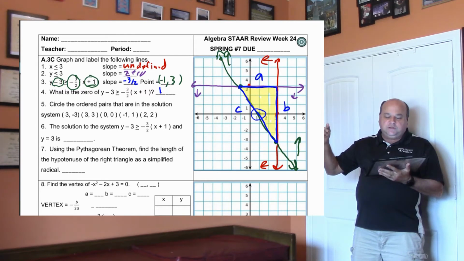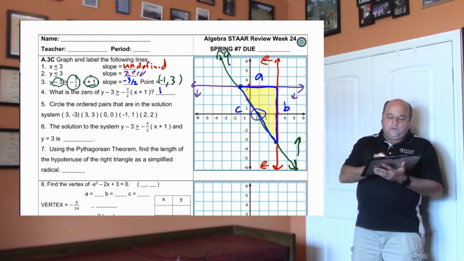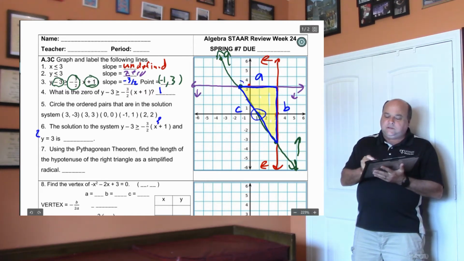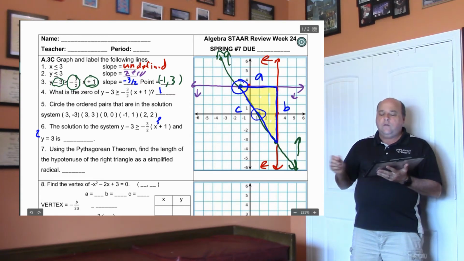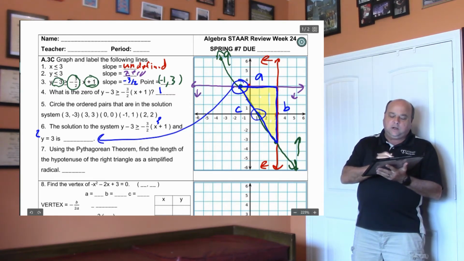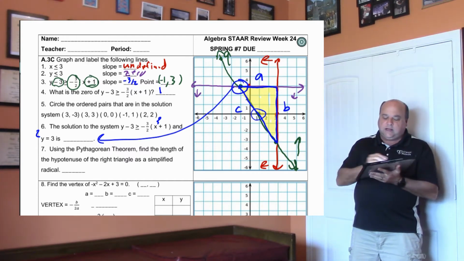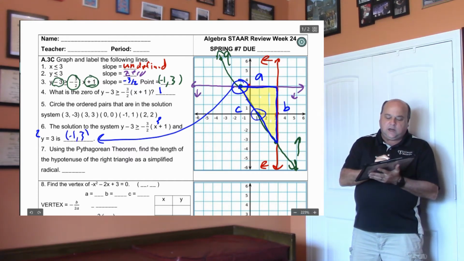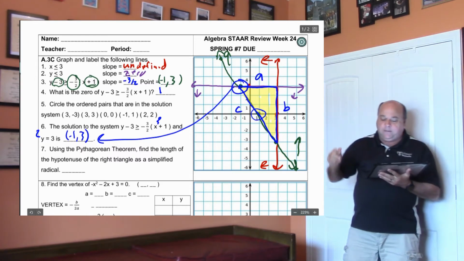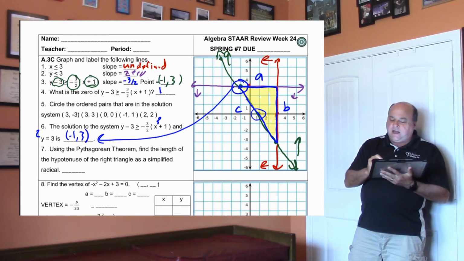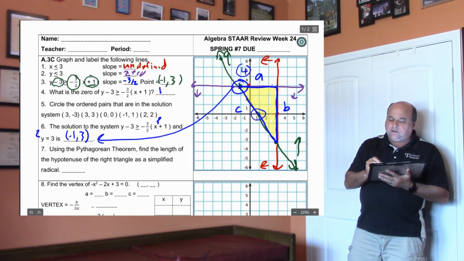The solution to the system of number 3 and number 2 is this ordered pair right here. So that ordered pair is going to go there. The solution to the system is the intersection point of the 2 lines, which is going to be negative 1, 3. Please remember that. Now then, let's get the lengths of the lines. Letter A, 1, 2, 3, 4, this is 4 units long. 1, 2, 3, 4, 5, 6, this is 6 units long.